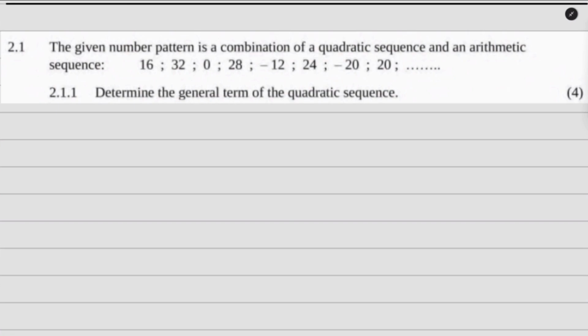Question 2 is still under the umbrella of patterns. Now we've got a combination of 2 patterns. We've got a quadratic sequence and an arithmetic sequence nested in this mess of numbers here. And the first question asks me to get the general term of the quadratic sequence. So I'm going to quickly separate the 2 patterns.